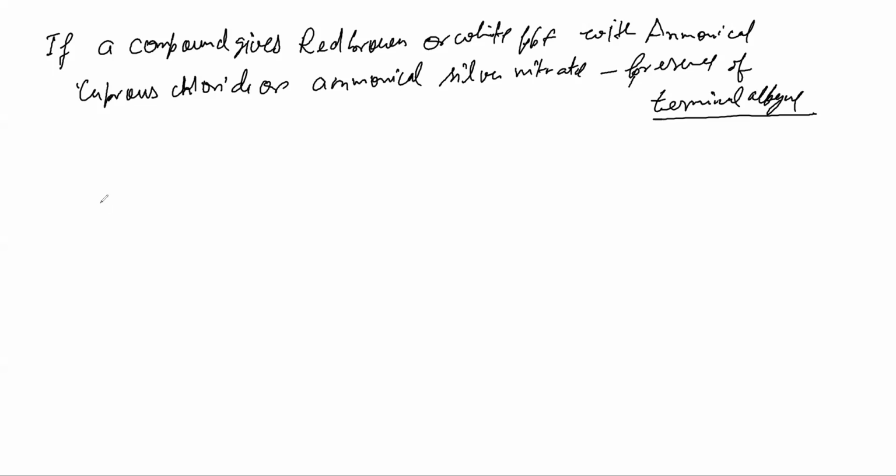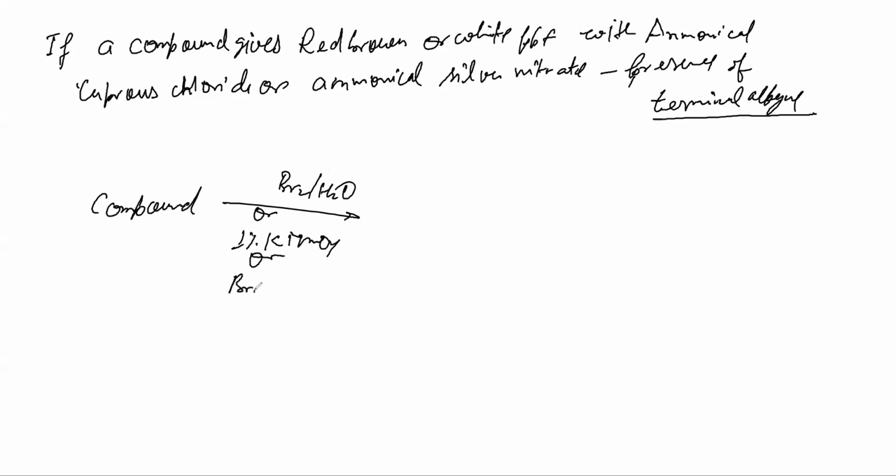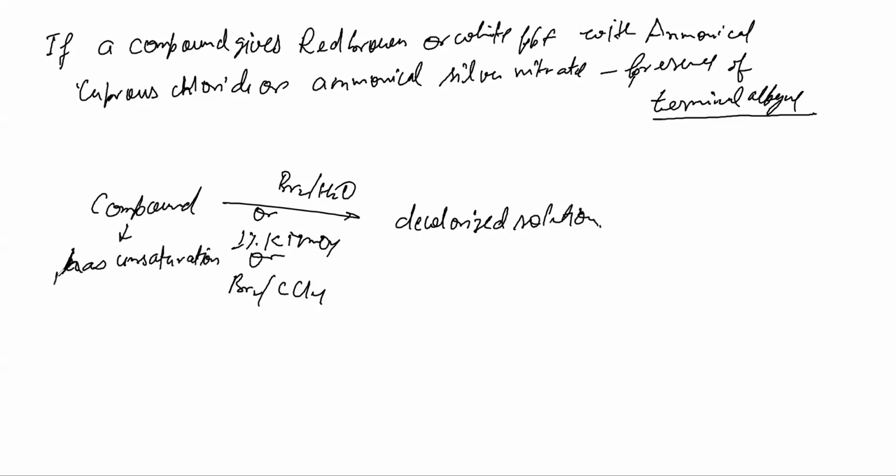And one test for unsaturation we know: if your compound gives a decolorized solution upon reaction with Br2/H2O, 1% KMnO4 or Br2/CCl4, we say the compound has unsaturation between carbon and carbon. So this is the complete reaction package of alkyne.